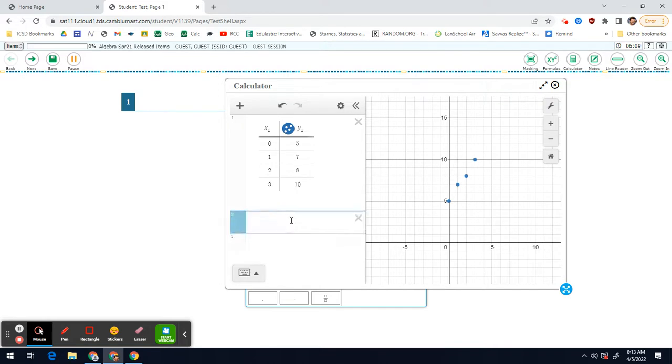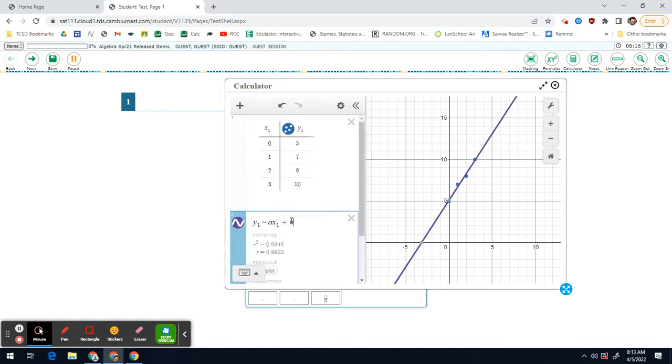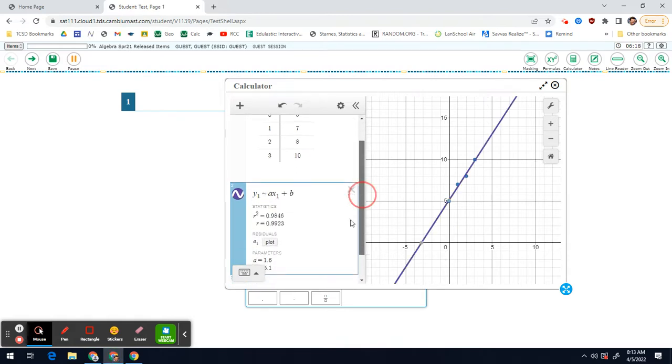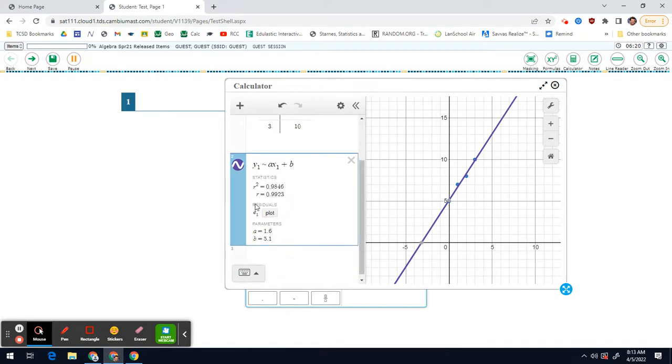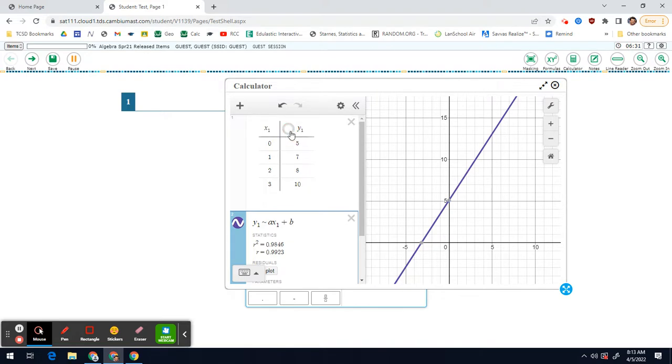So if I want to do a linear regression, y1 squiggle, you could do m or a x1 plus b. And there's going to be your linear equation. It gives you your correlation coefficient r, and then there's your slope and y-intercept down there, so you can estimate that. Now you can take these off if you want to by clicking on the colored buttons, right? You can take the dot off, okay.